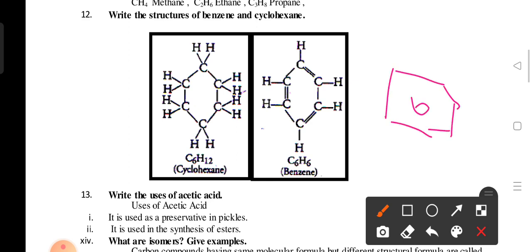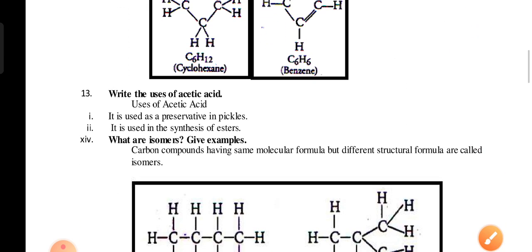Toluene in exam. CH3. This is the structure of toluene. Write the uses of acetic acid. It is used as a preservative in pickles. Then it is used in the synthesis of esters. Okay, 2 mark question, very important.